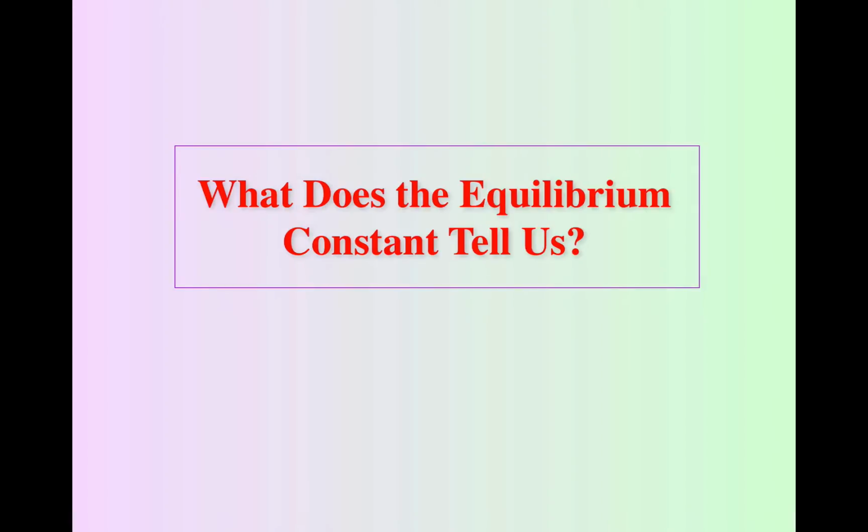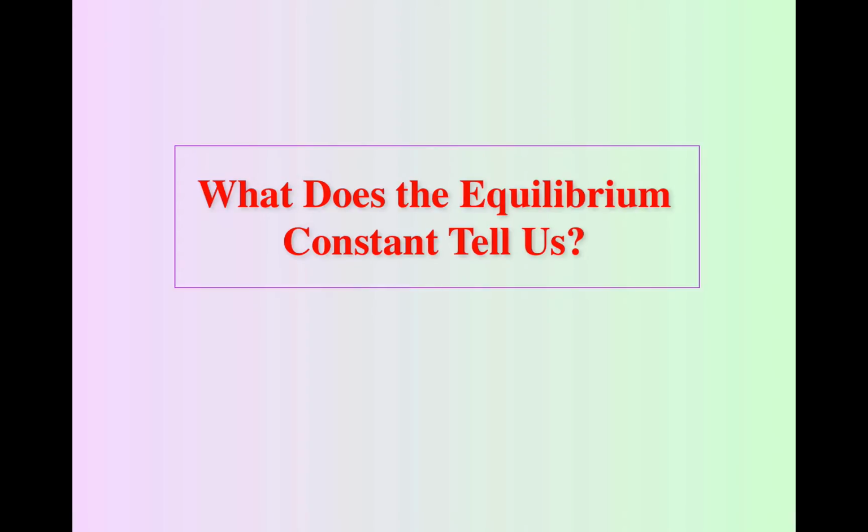What does equilibrium constant tell us? Well, we already kind of talked about this in the last slideshow. The magnitude of the equilibrium constant tells you how far forward the reaction goes. Did you lose a lot of reactants, make a lot of products, right? These are reversible reactions, so they don't have to go far forward.